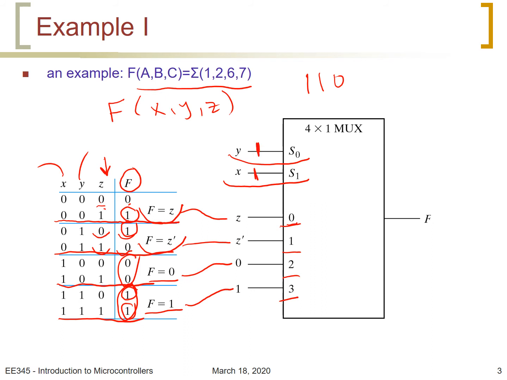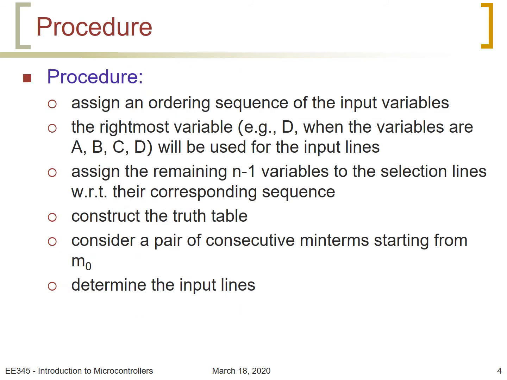So if z is 0, this will be 0, and this will be 1, and this is 0, and this is 1. So when this is 1, 1, the input 3 will be channeled to the output, and f will be 1, which is correct. Let's do a general procedure of how we can do this.